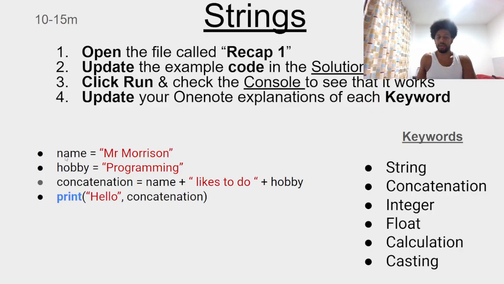Keep in mind, name equals Mr. Morrison and hobby equals programming. We talked previously about the phrase concatenation. Concatenation is when you add strings together. Unlike with values, you do not add them and get a whole value. Like if you add 5 and 5, that's a calculation, and the answer should be 10. But if you concatenate 5 and 5, the answer is 55.